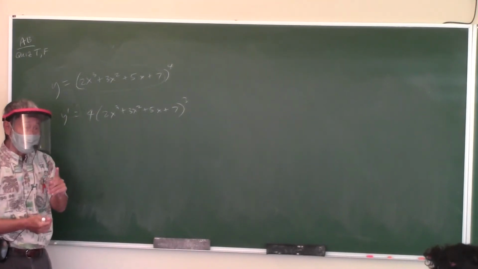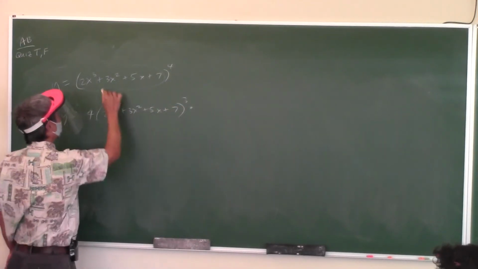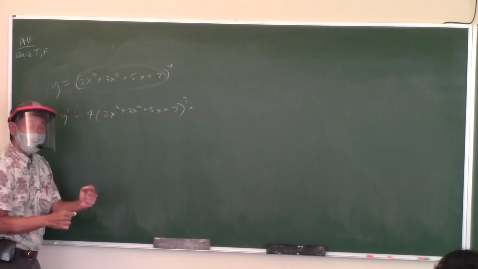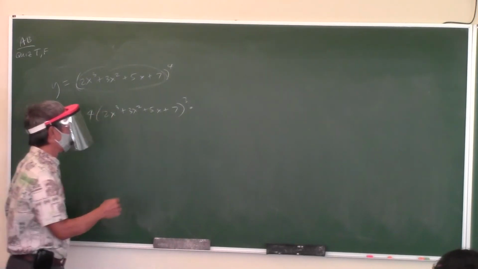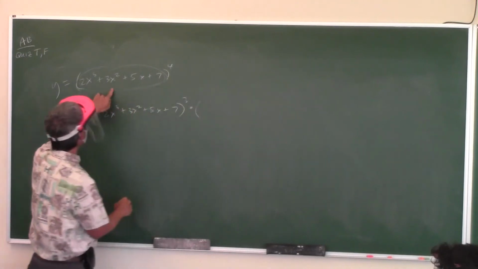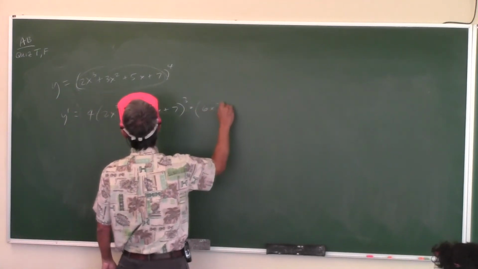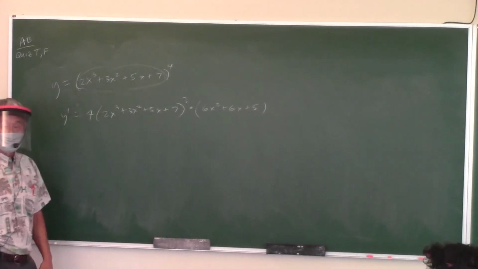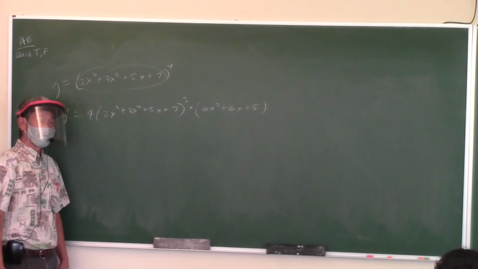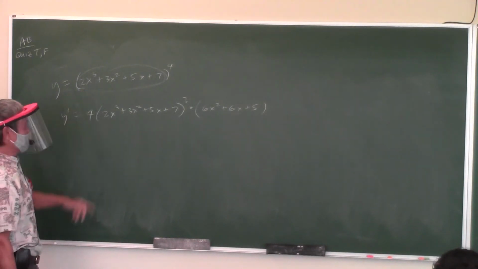But then here's the chain rule. You need to multiply it by the derivative of the box. That's the g prime of x right there. Well, what's the derivative of this? 6x squared plus 6x plus 5. There you go, that's the derivative. Isn't that way better than multiplying it out? Some of you would have a difficult time multiplying that out, I would guess.